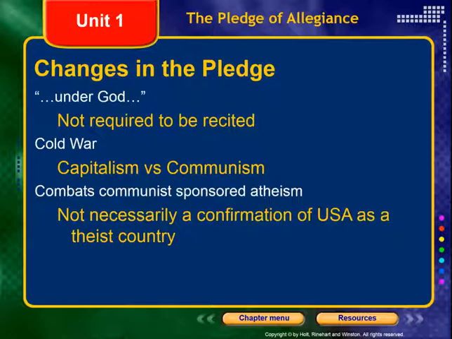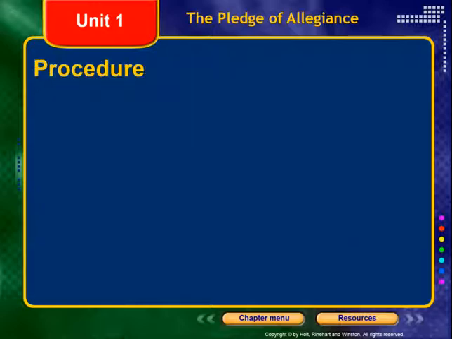And so what I want to point out to you is that the phrase under God does not have to be recited. You can actually remain silent during that particular part. So if this does offend you, you don't have to say it. But I would suggest that you not take offense, because it's not a religious thing. At least it's not its origin. Its origin was found in the Cold War, capitalism versus communism, to combat communist-sponsored atheism, and does not necessarily confirm the United States as a theist country.